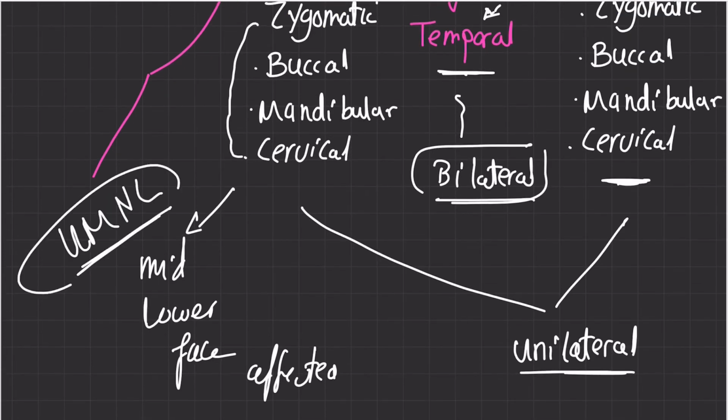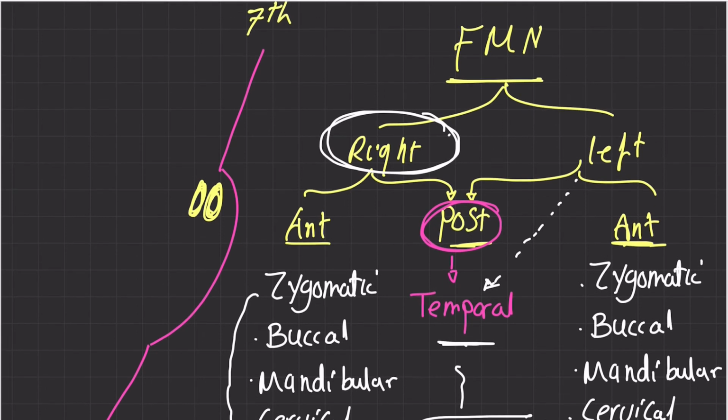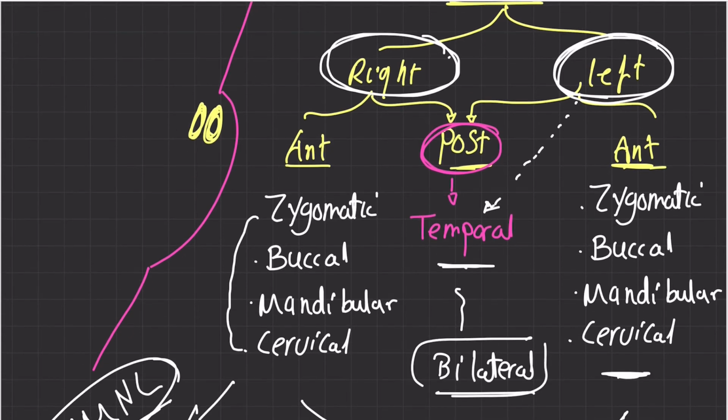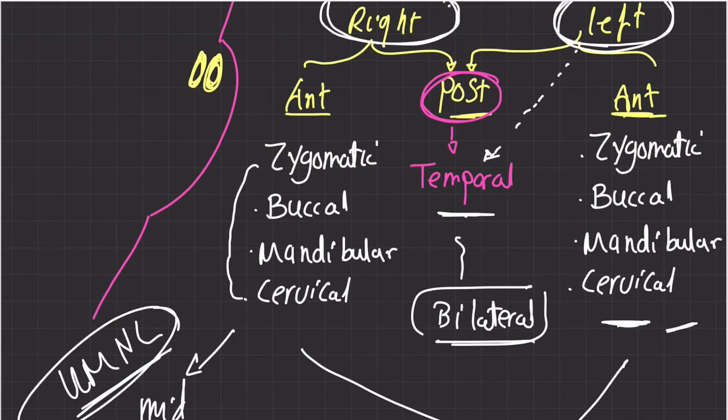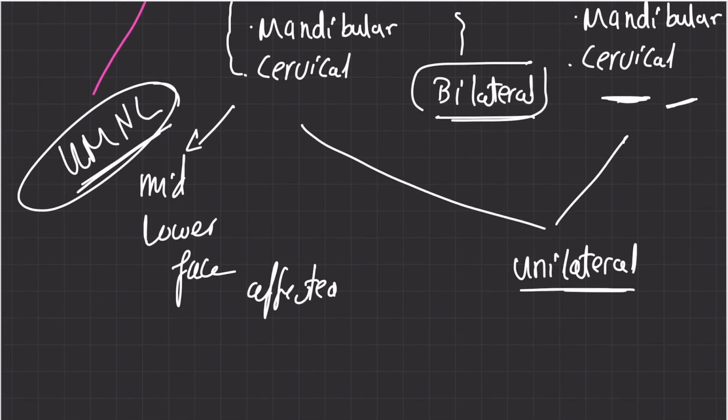And this is what we call upper motor neuron lesion. So the upper quadrant of the face on the same side, the ipsilateral upper quadrant, will not be affected. Likewise, if the left side is affected, the zygomatic, buccal, mandibular, and cervical branches will definitely be affected. But the temporal nerve, because it takes impulses from the right side as well, will not be affected. So the ipsilateral upper quadrant of the face will be spared in an upper motor neuron lesion.